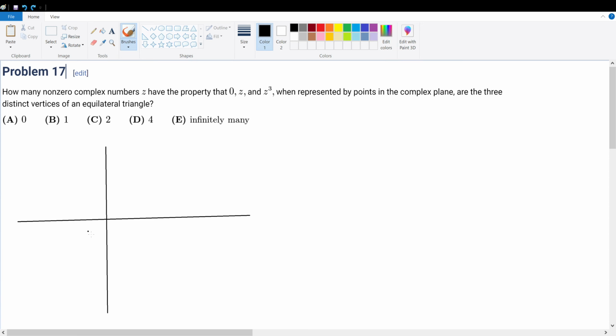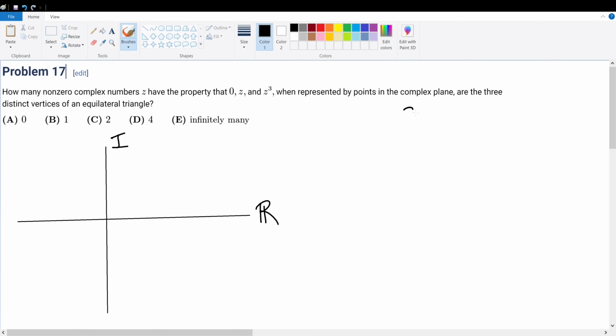Problem 17. We're basically given three complex numbers, 0, z, and z to the third, and we're trying to find the number of ways that they can be graphed in the complex plane such that they're the vertices of an equilateral triangle. So first of all, this is the complex plane. This is the real numbers, this is the imaginary numbers.